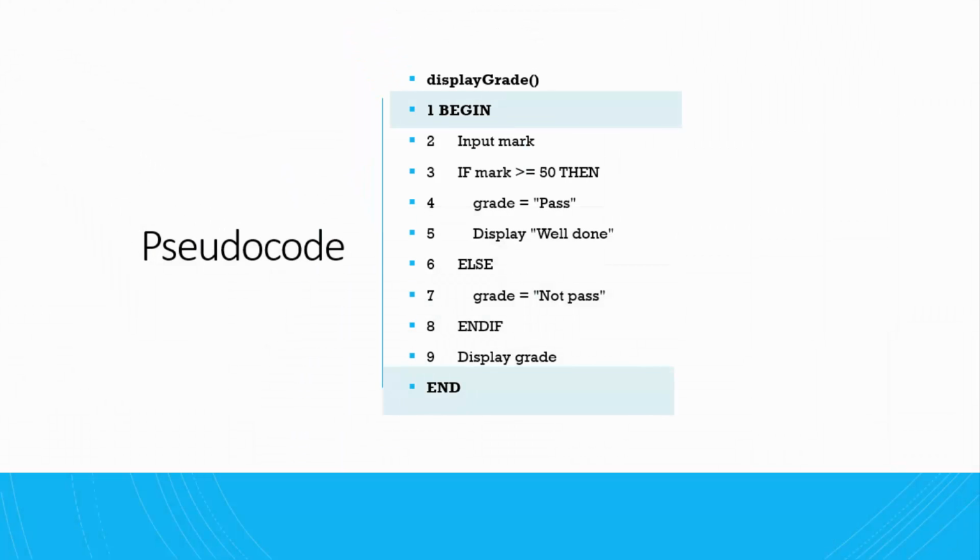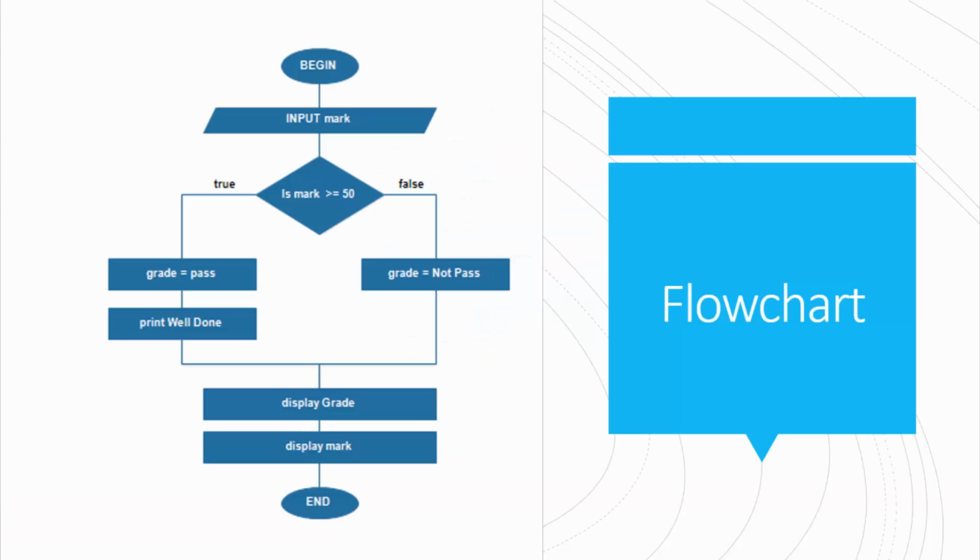Our pseudocode: we start with begin, we then input mark. If mark is greater than or equal to 50, then the grade is equal to pass, and then we'll display the message well done or pass. Else, the grade is equal to not pass, then we need to close that if statement, and then we display the grade. So if we look at our flowchart here, it's quite simple.